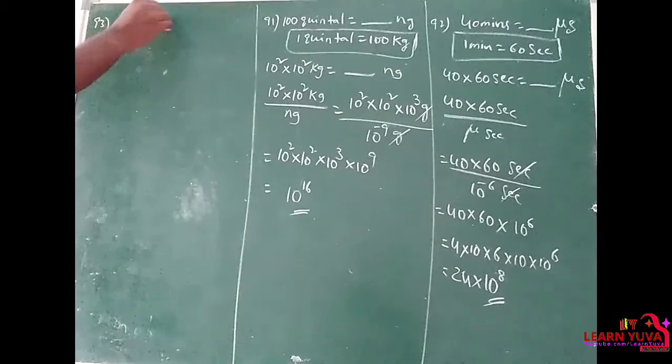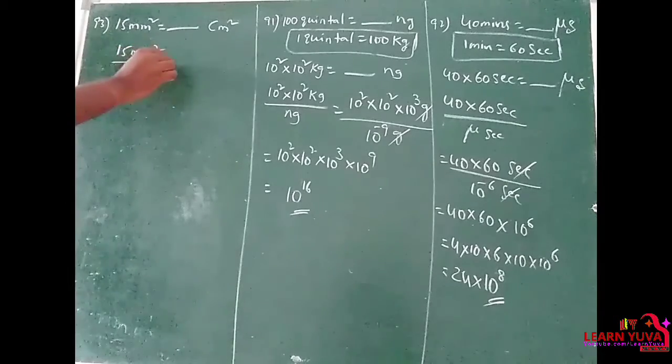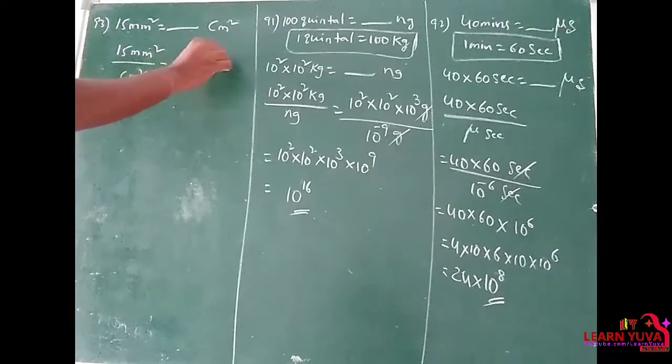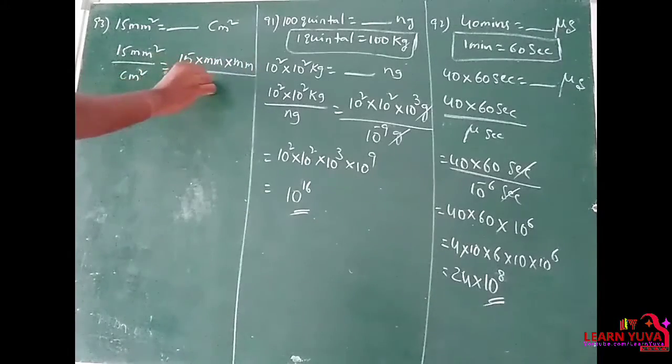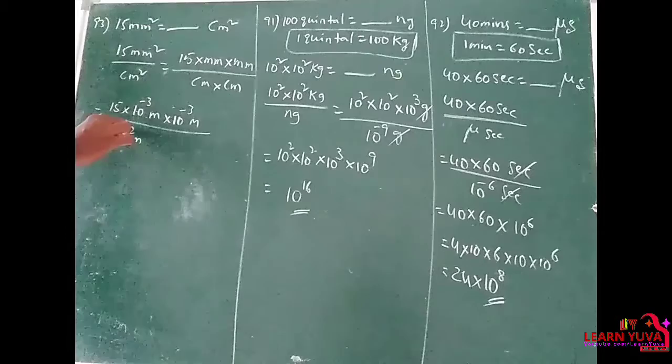So 15 millimeter square is equal to dash centimeter square. That is the question. 15 millimeter square is equal to dash centimeter square. So 15 millimeter square, again left hand value by right hand value. So 15 millimeter square can be written as 15 millimeter into millimeter by centimeter into centimeter. So that is equal to 15 into milli 10 power minus 3 meter into 10 power minus 3 meter by centimeter, 10 power minus 2 meter into 10 power minus 2 meter.